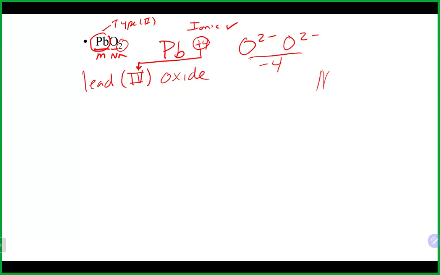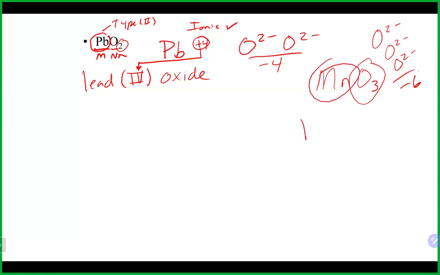Same idea. Another example, if you had something like this, what would be the charge on the Mn? It would be +6, yeah. So this is oxygen, which has -2, and there are 3 of them, which would be -6. So this guy would be +6 in this case.